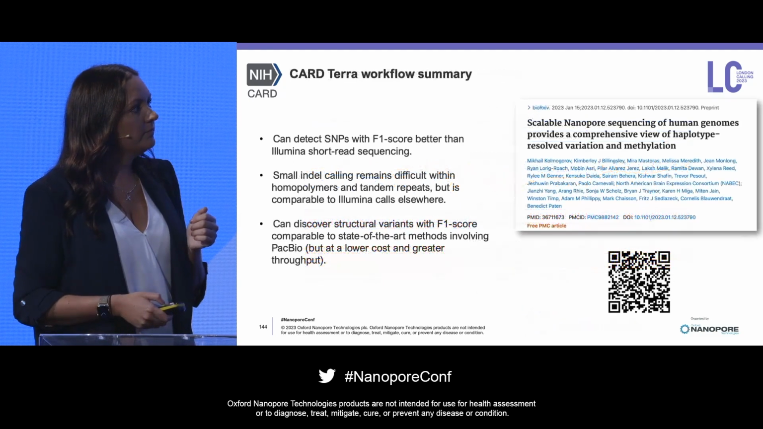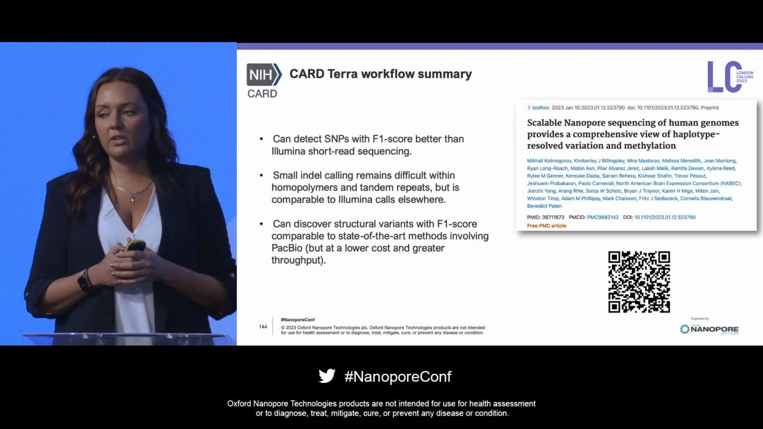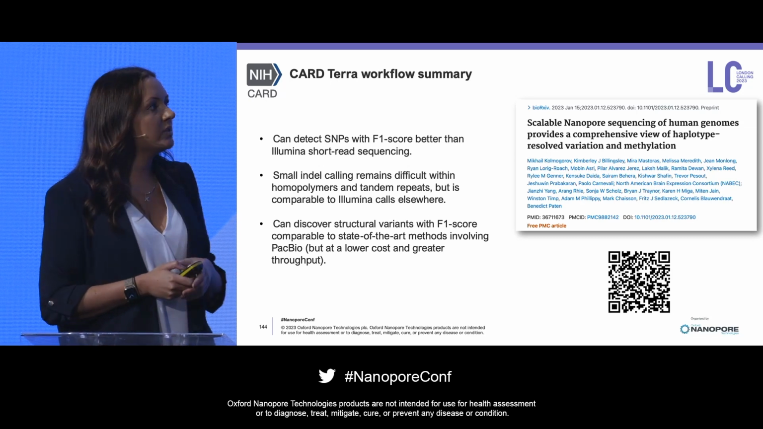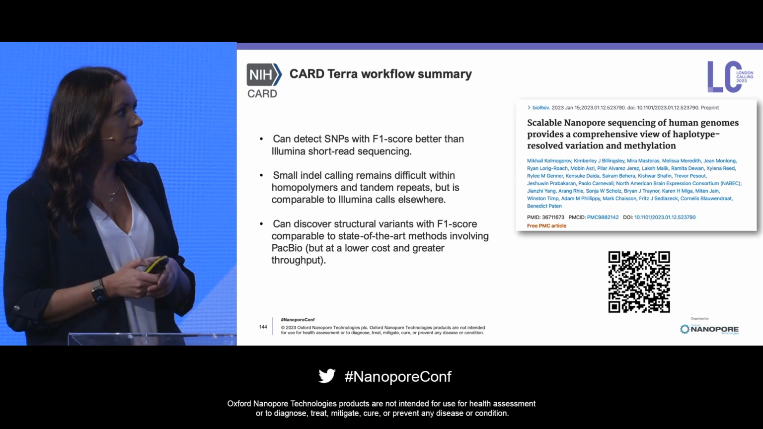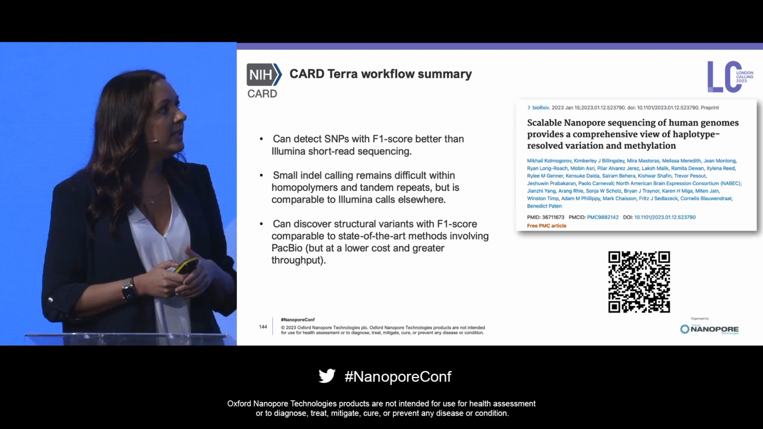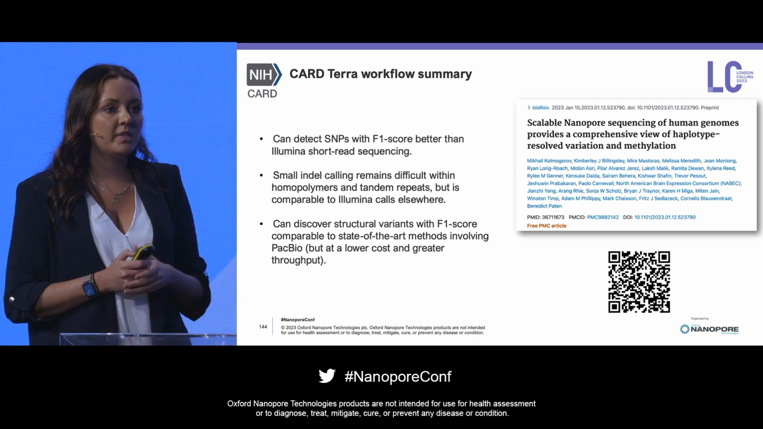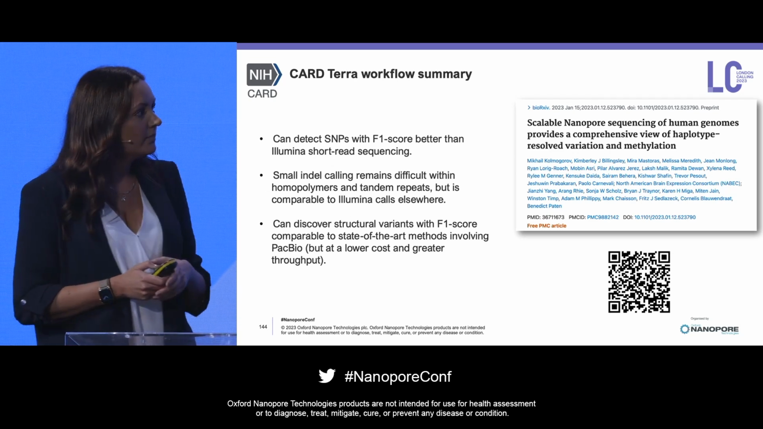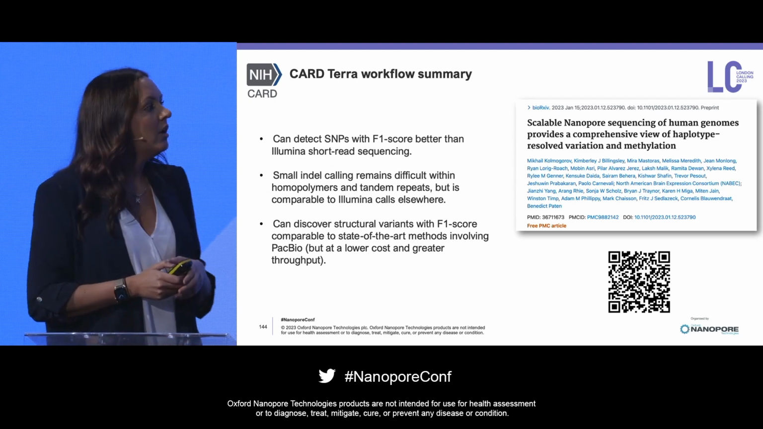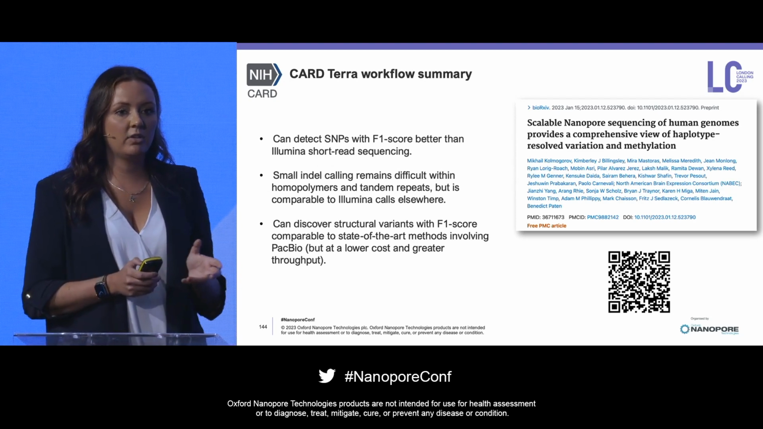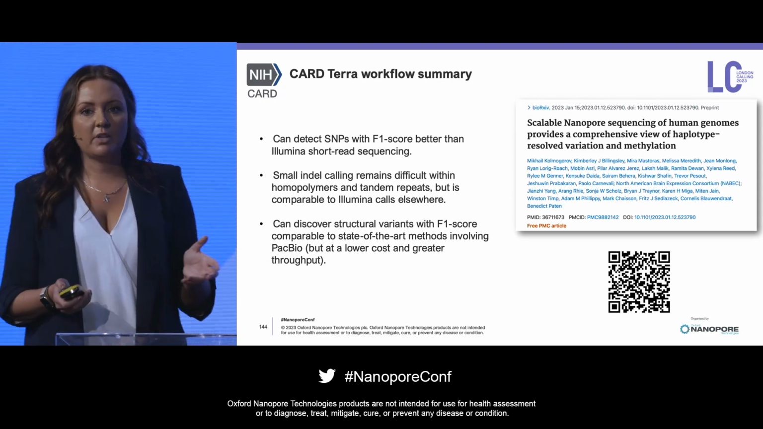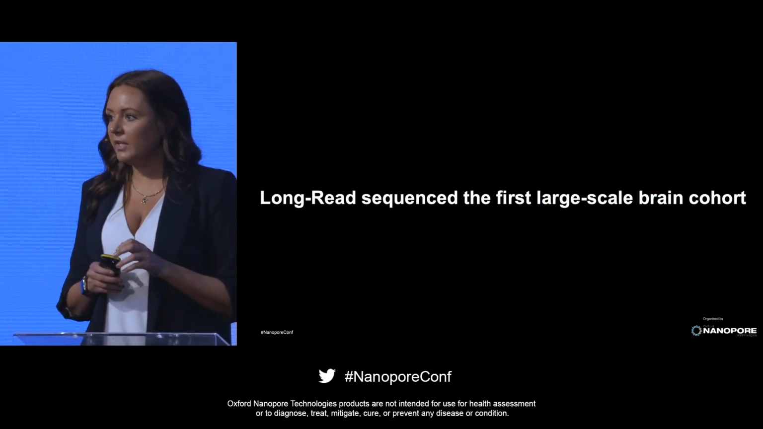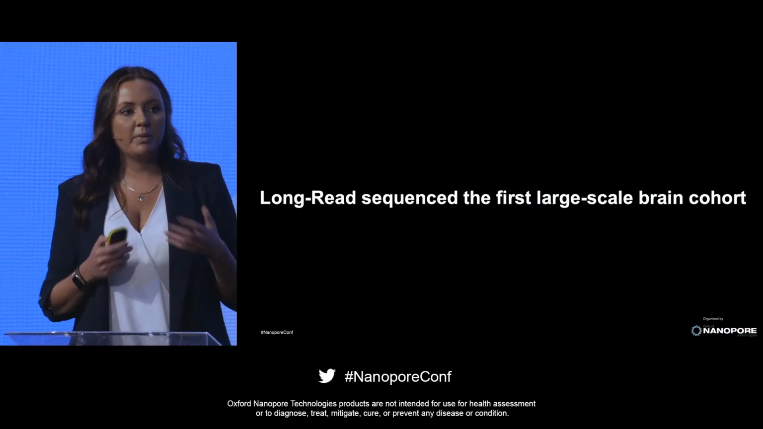And so just to summarize the paper, from this paper, we've shown that we can detect SNPs with an F1 score better than Illumina short-read sequencing. Small indel calling remains difficult within homopolymers and tandem repeats, but is comparable to Illumina calls elsewhere. And we can discover structural variants with an F1 score comparable to state-of-the-art PacBio methods, but obviously with a lower cost and higher throughput.